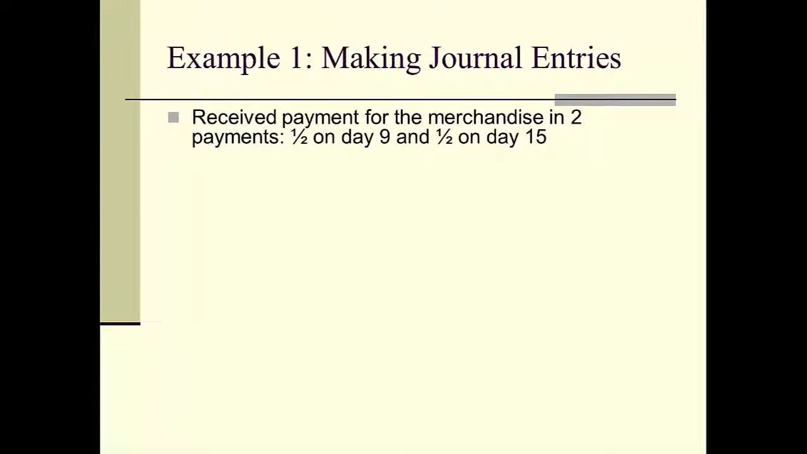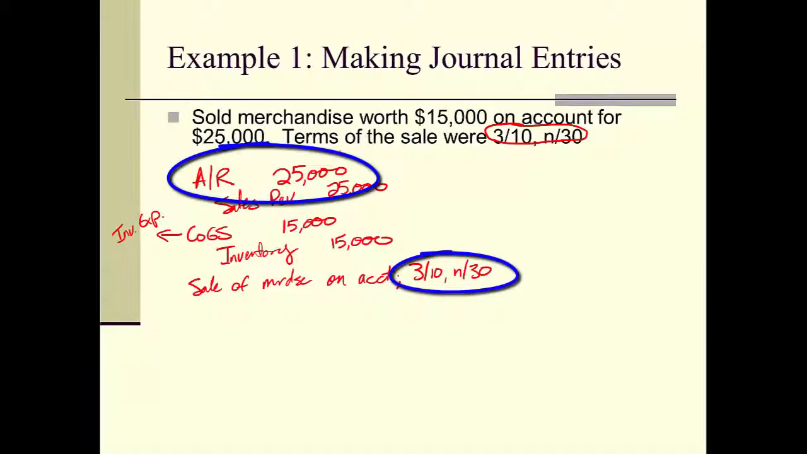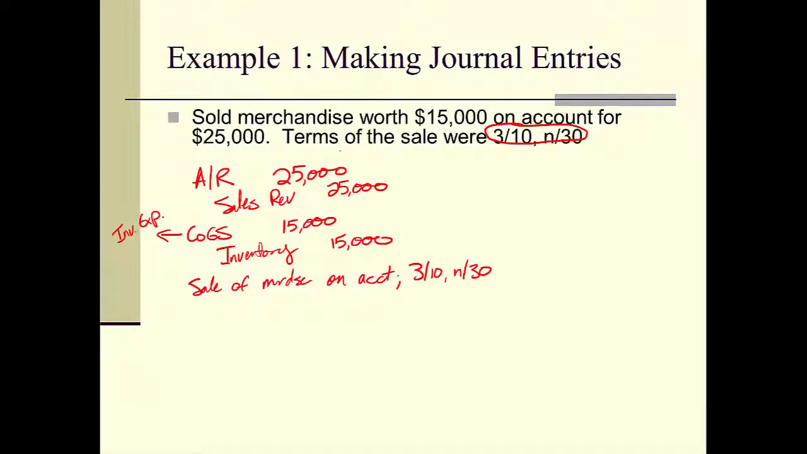Before you try this, here's the journal entry that we did before. We sold merchandise on account, we recorded a debit to accounts receivable of $25,000, and we offered them a 3% discount if they paid within 10 days. Anything beyond 10 days, well, for that, they'll have to pay full price.